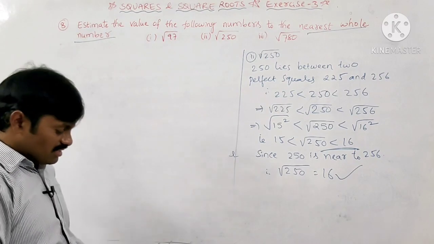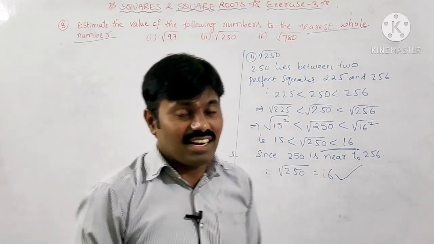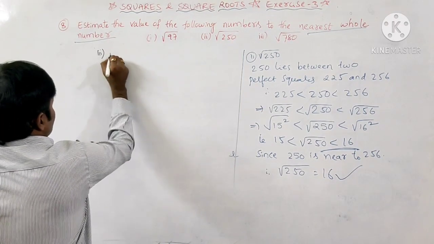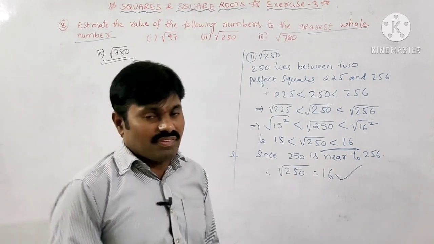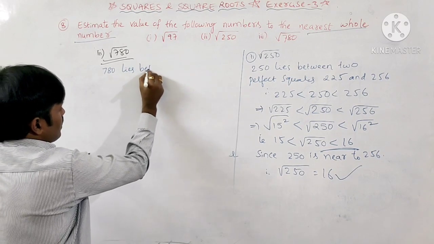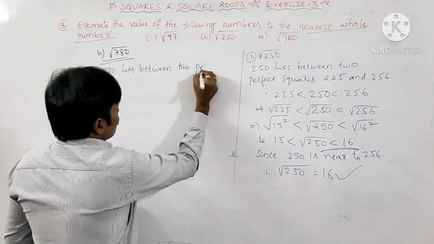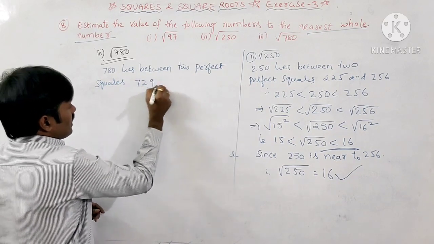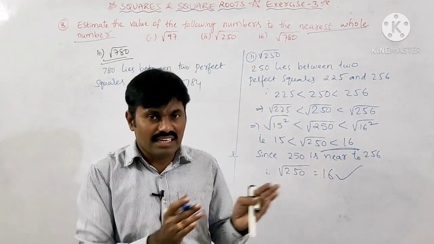What is the square root of 780? We have to estimate the square root of 780. Since 780 is not a perfect square, it is a non-perfect square. Can you guess what the nearest perfect squares to 780 are? Yes, every time you write this dialogue: 780 lies between two perfect squares. What are those two perfect squares? Those are 729 and 784. Those are the nearest perfect squares.